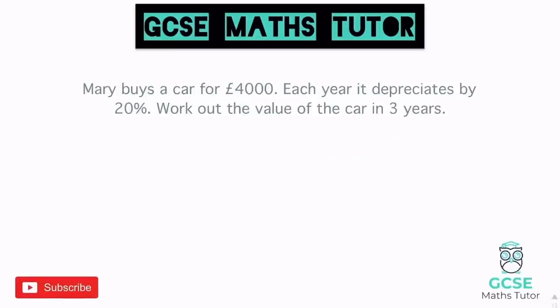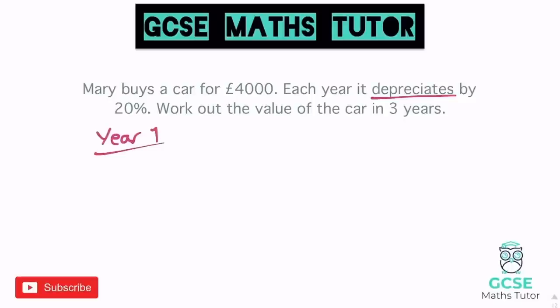So Mary buys a car for £4,000. Each year it depreciates by 20%. Work out the value of the car in 3 years. So that word depreciate means it falls in value. Now again with depreciation, it's similar to compound interest. It falls in value, but it falls in value based on its new price. So if we do this without a calculator, we can do it both ways.